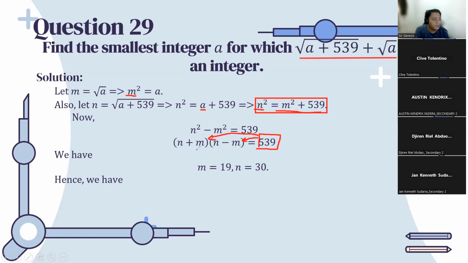Okay. Knowing that n is greater than m, of course, n plus m should be greater than n minus m. So it will be easier for you to solve for m and n, because what you assign to n plus m should be greater than n minus m. Okay. So solving for that, we found out that the smallest value for m is 19 and the smallest value for n is 30. So hence, a is equal to m squared. So you get 19 squared, which is equal to 361. So the answer for 29 is 361.